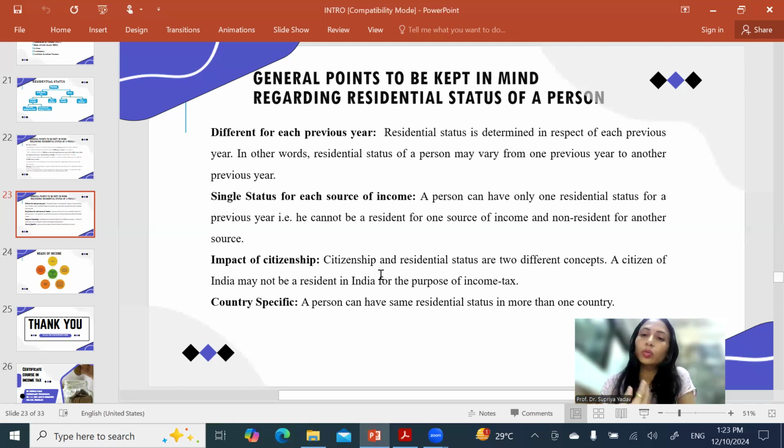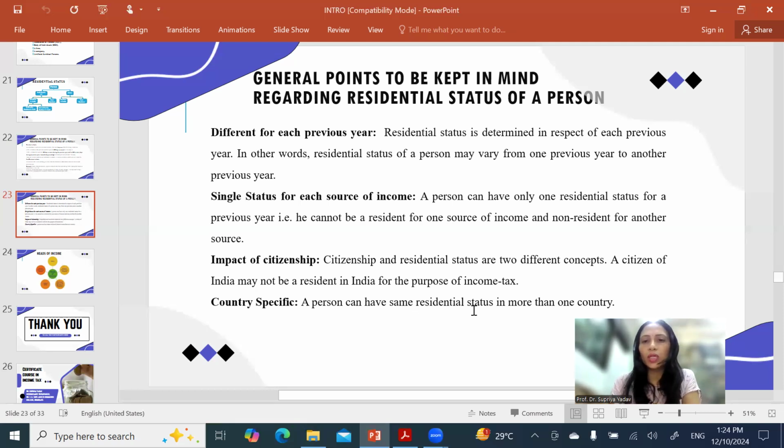And we are also going to get the citizenship of India by birth itself, but the residential status is different. So suppose I am an Indian, that is my citizenship, but if I went to the USA for job purposes for 2 years, then I become a non-resident of India under the Income Tax Act for tax purposes. Do you understand this? Then the country specific.